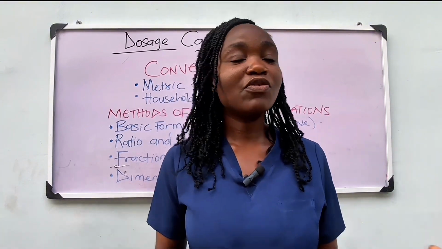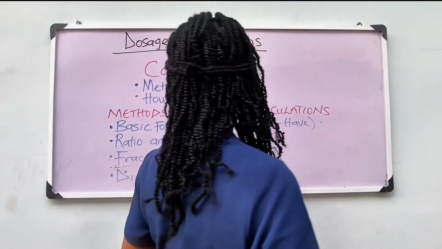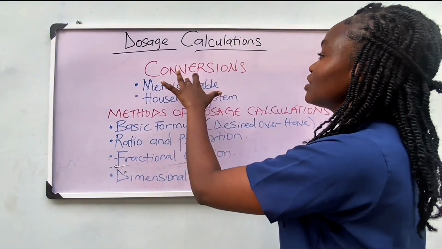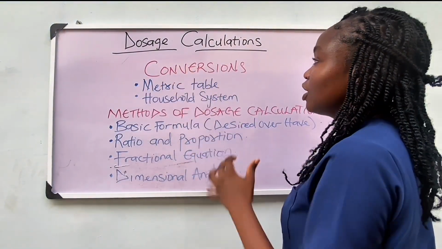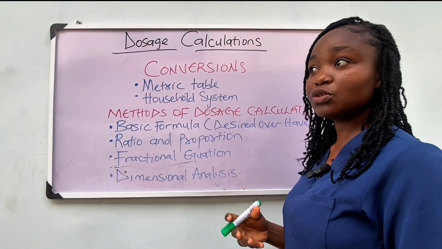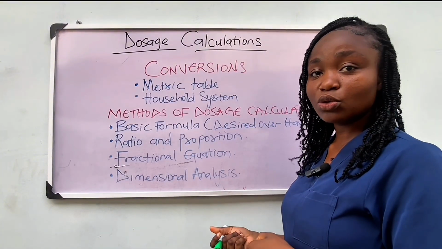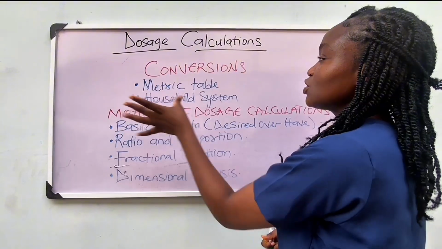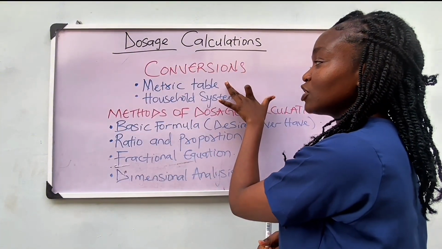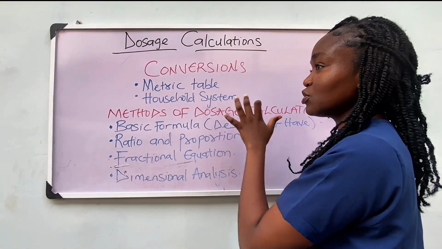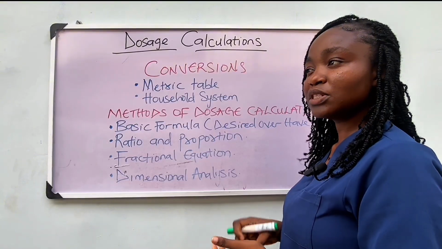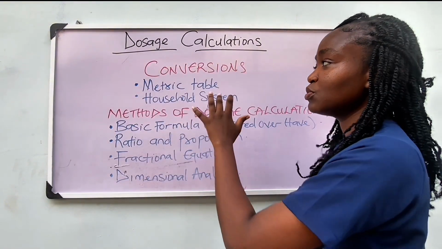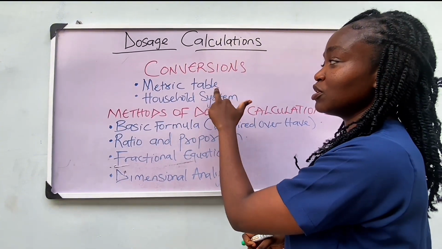that patient. But before we look into dosage calculations, there are very important parts of dosage calculations that I would like us to consider. Firstly, we have the conversions, because there will be different kinds of conversions needed in order to administer a drug to a patient or to solve a pharmacology question. And these conversions should be based on either metric table conversions or household system conversions. But for the sake of clarity, in most of the questions that you meet in pharmacology exams, you are mostly going to meet conversions based on the metric table.